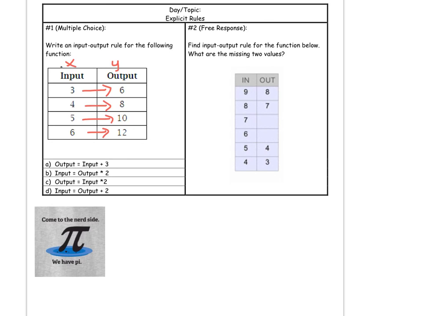For number 2, same thing, we're going to write an input-output rule. How do we get from 9 to 8, from 8 to 7, from 5 to 4, from 4 to 3? And in the Google form, you're just going to write in these missing 2 values here, those 2 right there. When the input is 7, what's the output? When the input is 6, what is the output? And again, don't forget to do your Google form.